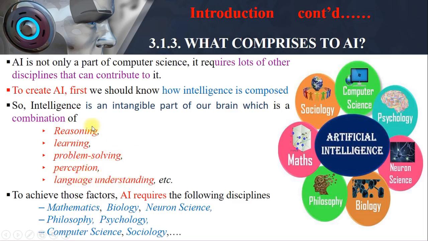So in order to achieve these concepts, artificial intelligence needs different disciplines like mathematics, biology, neuroscience, philosophy, psychology, and the like. By having concepts from these different disciplines, artificial intelligence is composed of or developed from these discipline areas. For example, the reasoning skill may come from psychology, and the problem solving skill may come from mathematics and the like. So by having these different disciplines, the concept of artificial intelligence will be achieved.